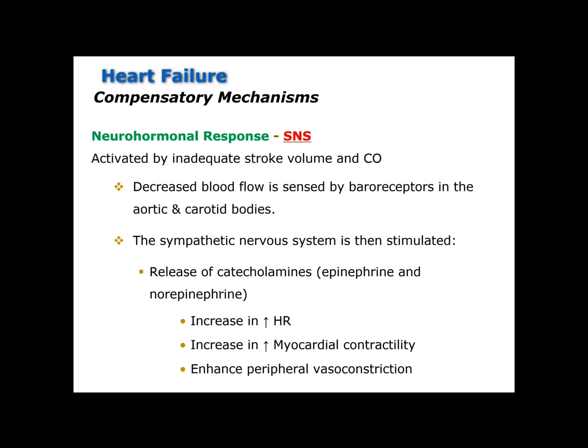And so your SNS is activated by inadequate stroke volume and cardiac output. A decreased blood flow is sensed by baroreceptors in the aortic and cardiac bodies. The sympathetic nervous system is then stimulated. It releases catecholamines, epi and norepi, which increase your heart rate, increase your contractility, and enhance peripheral vasoconstriction. So here's another way your SNS is trying to increase your heart rate and contractility to help increase your cardiac output.